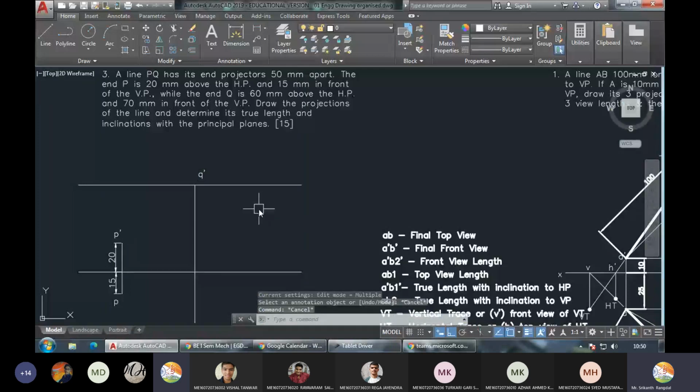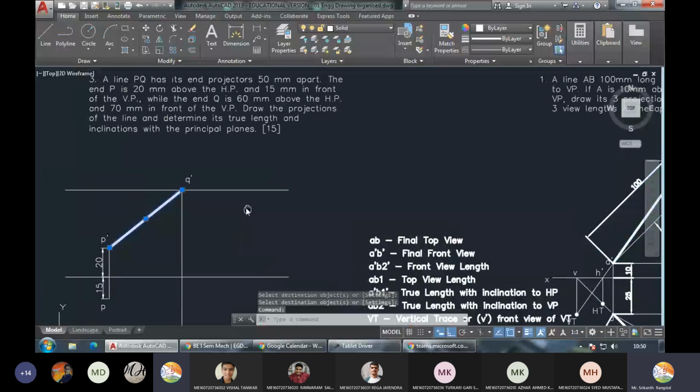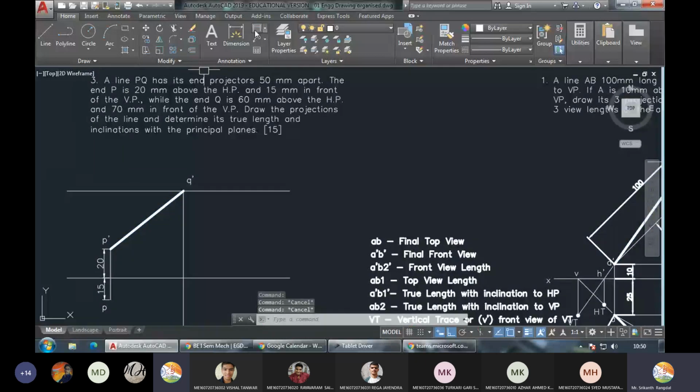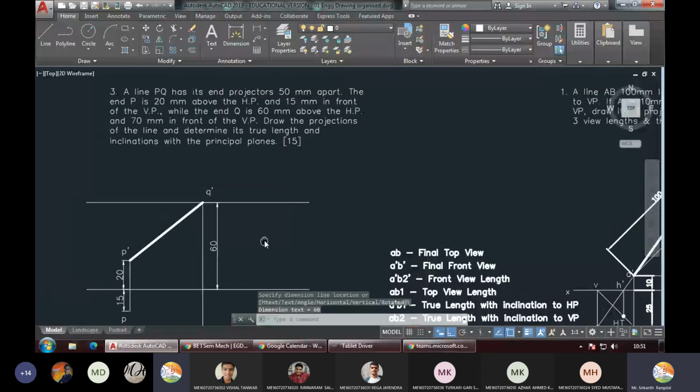So what did we get just now? We got the final front view. I will just make it thick so that you can identify. So this is the final front view. This distance was given to us. Next, what else is given? And this distance is also given.